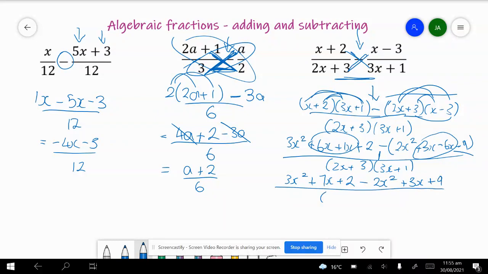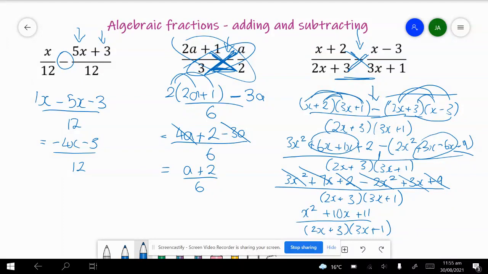And you can see that we can tidy that up. Just write the denominator down. And so we've got 3x squared minus 2x squared, which is just 1x squared, or just x squared. We've got 7x plus 3x, which is 10x. And we've got 2 plus 9, which is 11. And just leave it like that. That's about as simplified as you can go. And that is how you add and subtract algebraic fractions.